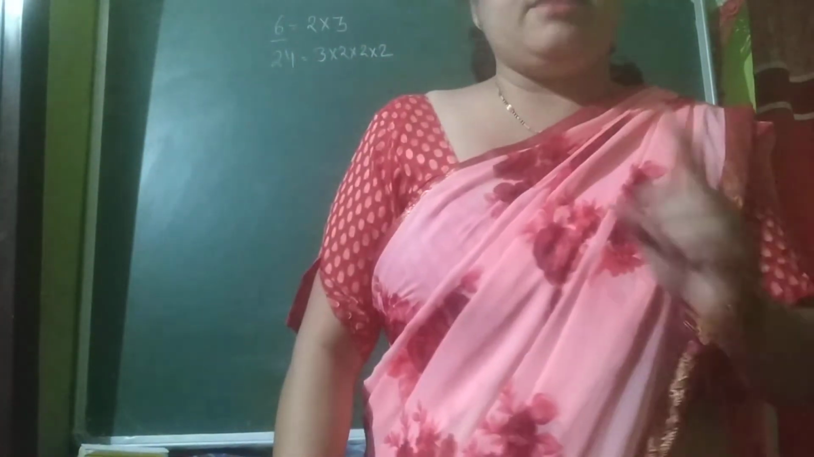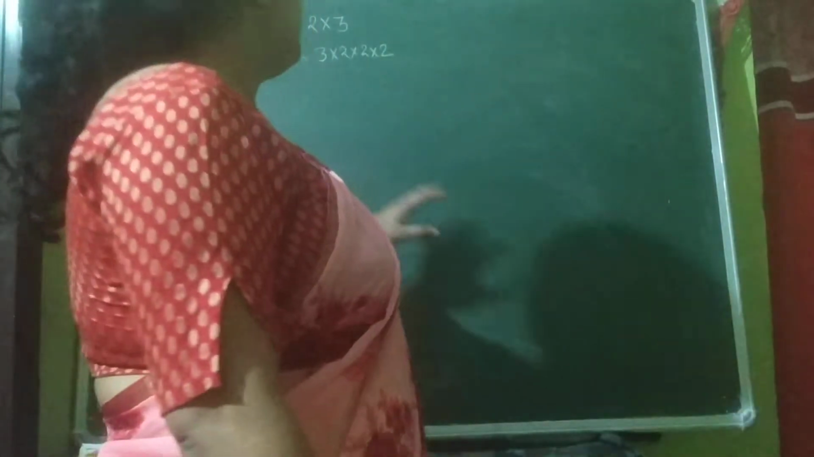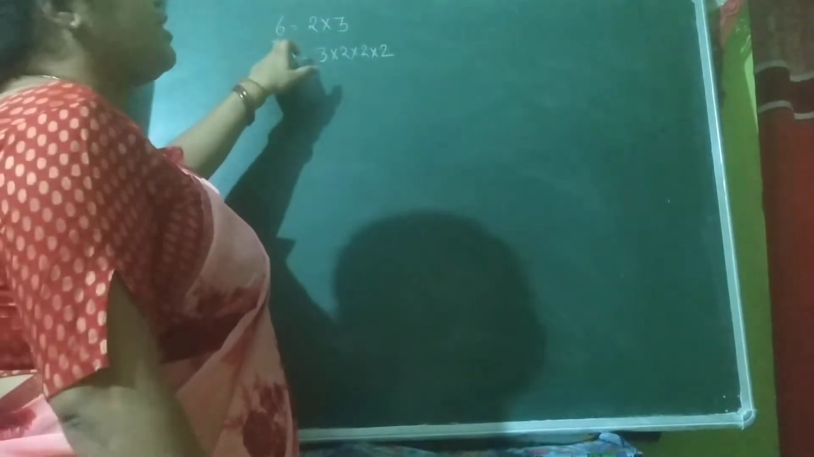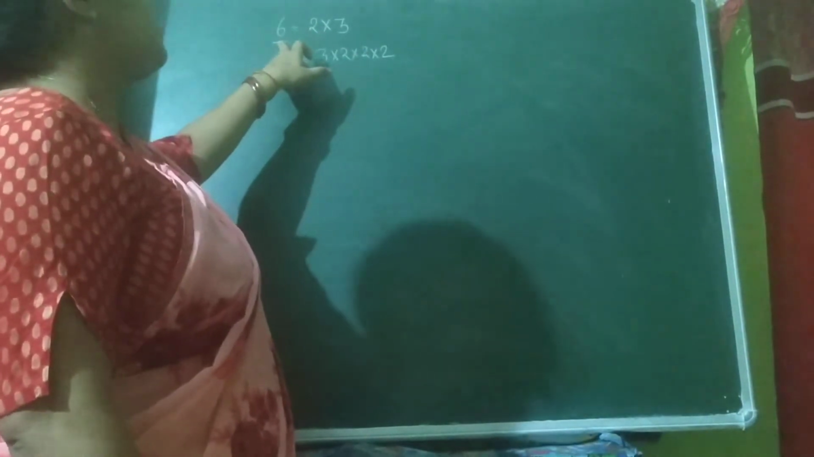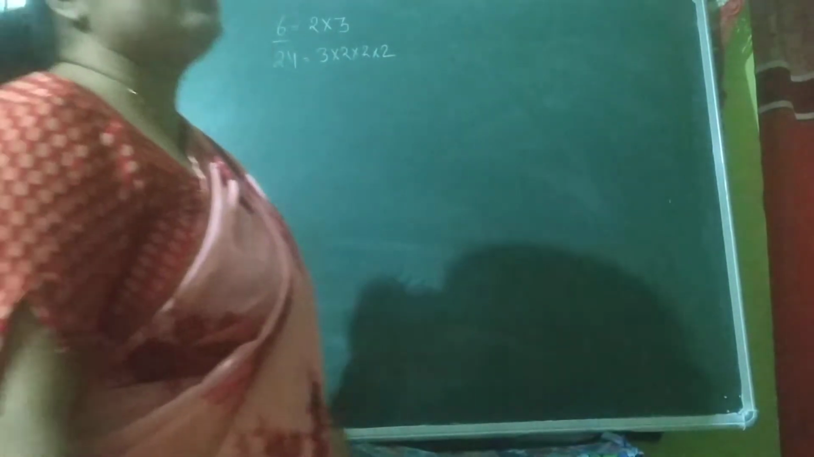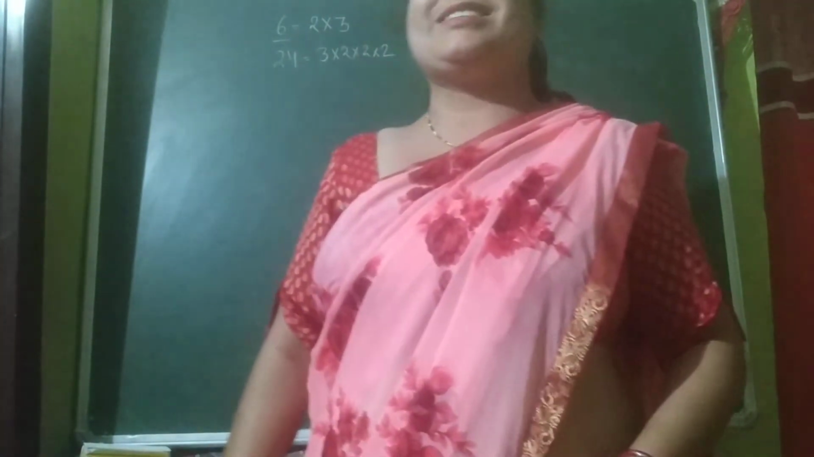As I told you earlier also, fundamental theorem of arithmetic: every composite number can be expressed as a product of prime numbers, and this factorization is unique for every number. Look here. 6 is equal to 2 into 3. 6 is a composite number and the factors of 6 are 2 and 3, and they both are prime numbers. This factorization is also known as prime factorization. Prime factorization you have done in your previous classes also.